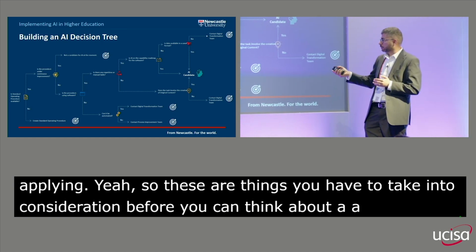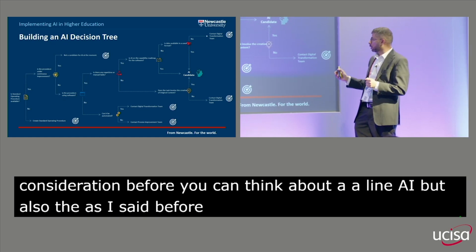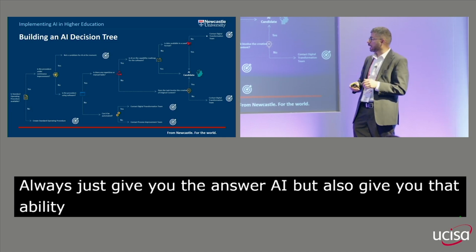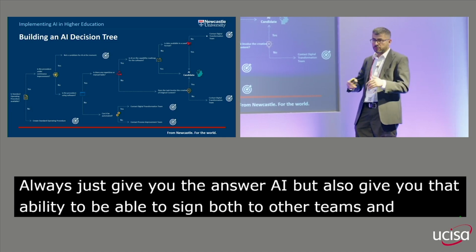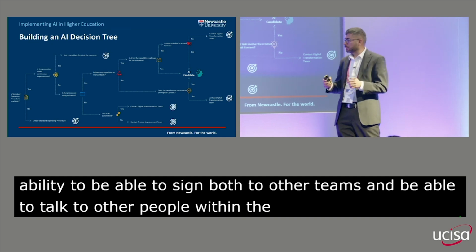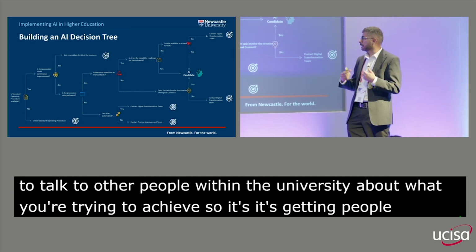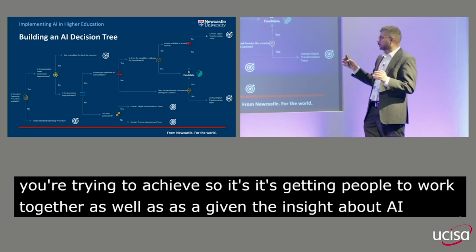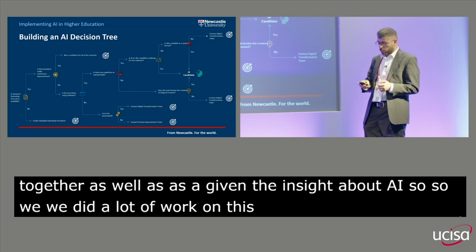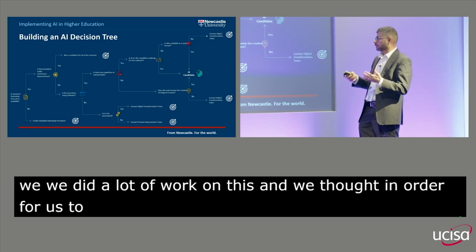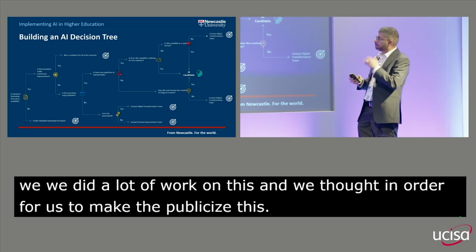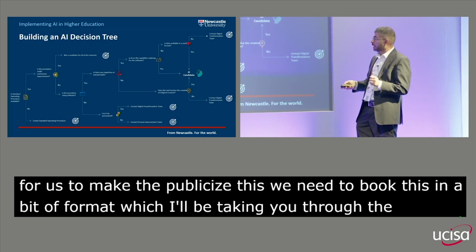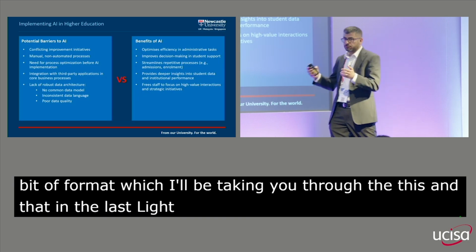But also, as I said before, this decision tree doesn't always just give you the answer AI or not AI. It also gives you the ability to signpost to other teams and talk to other people within the university about what you're trying to achieve. So it's getting people to work together as well as giving the insight about AI. We did a lot of work on this, and we thought in order to publicize it, we need to put it in a format, which I'll take you through in the last slide. So what are the things we have gained from doing this project?